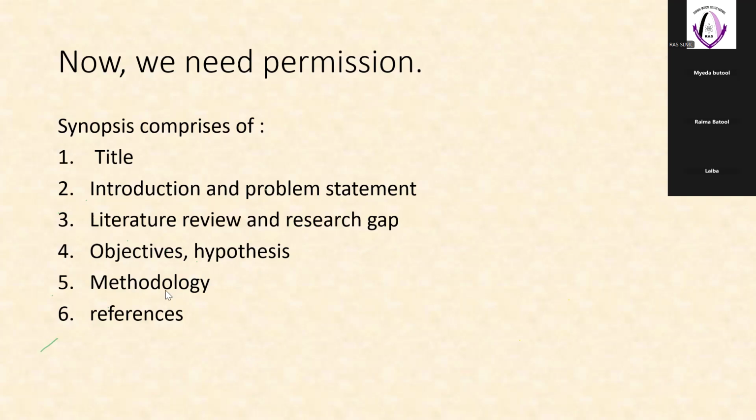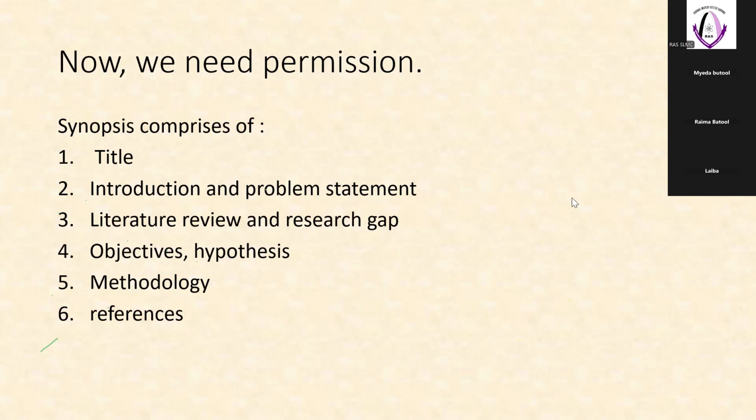Then you state the objectives of your study, your hypothesis, and finally the methodology. This methodology is where you state all of those things: the recipe ingredients, the study type, the study population, the sample size, the data collection tool, the data analysis tool, etc. All of those things are going to come into the methodology section, and then the references.